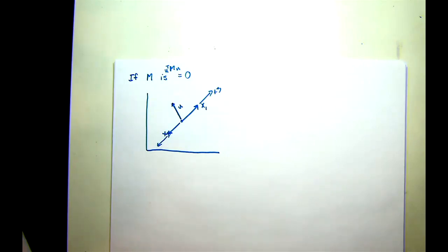It's basically saying that if your covariance matrix comes out to 0 in that way, then the data is lying in some sort of subspace of the high dimensional space. So this is what it looks like in a two-dimensional thing.